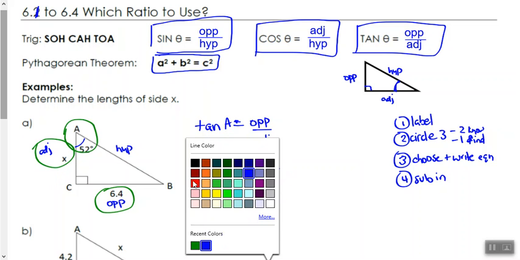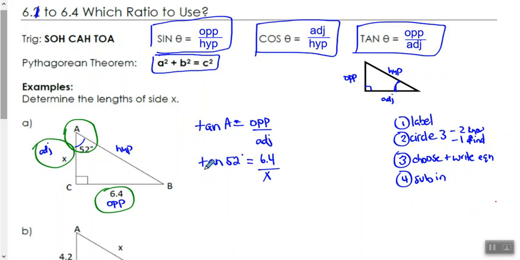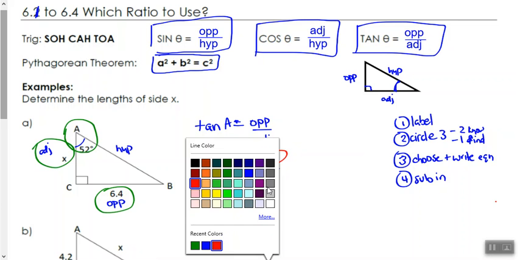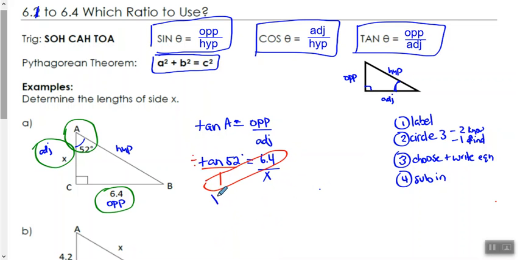Okay, so WAM10, proportion central. Let's turn this into a proportion. So here I have what I'm looking for. So I will be dividing by the one across what I'm looking for and multiplying these two together. So to find x, I will be doing 6.4 times 1, which is just 6.4, divided by tan 52 degrees.